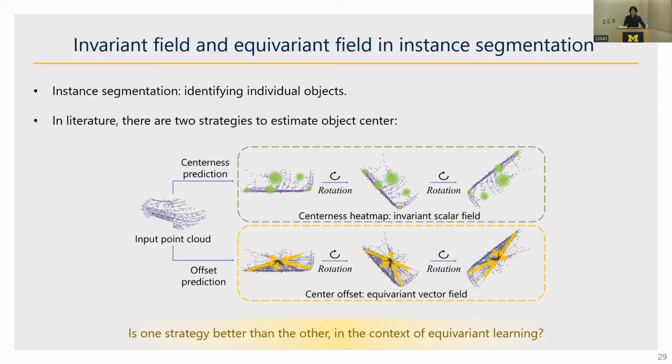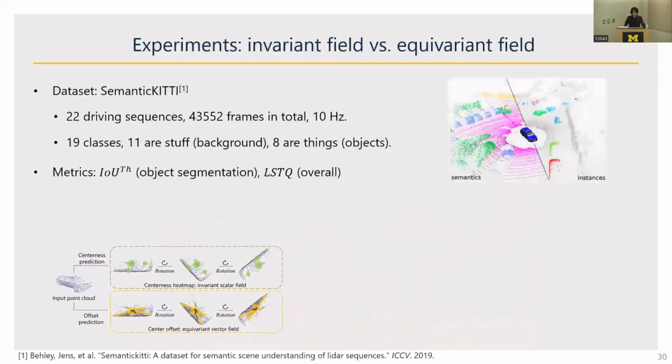So we conducted experiments to figure this out. We are using the SemanticKITTI dataset for the experiment. It contains 22 driving sequences with about 43,000 frames in total. It annotated 19 classes, where 11 of them are background and 8 of them are objects. We'll be mostly discussing two of the official metrics, which are IoU of things, which measures the quality of object segmentation, and LSTQ, which measures the overall 4D panoptic segmentation performance.